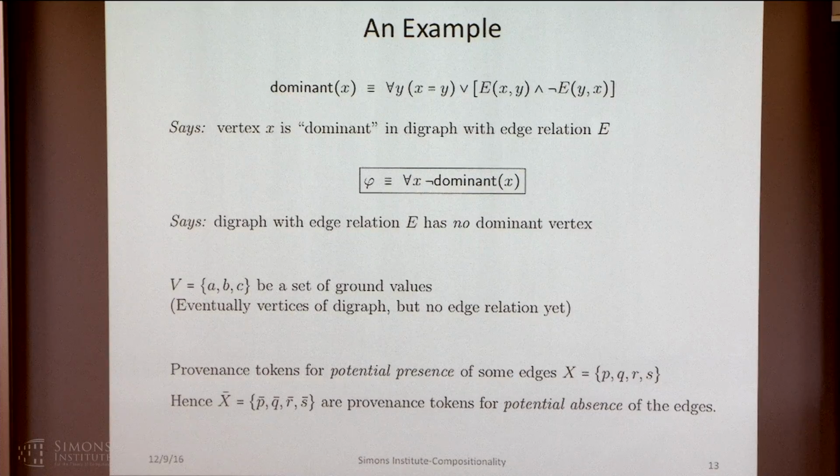So here is a sentence that says that in a graph, the vertex x is, I just made this up, dominant. I don't think that people use this terminology, but I need a simple example. So what does that mean? For any other vertex y, there is an edge from x to y, but there is no edge from y to x. So these dominant vertices have edges to everybody else, but nobody has an edge to them. It's not an unreasonable name.